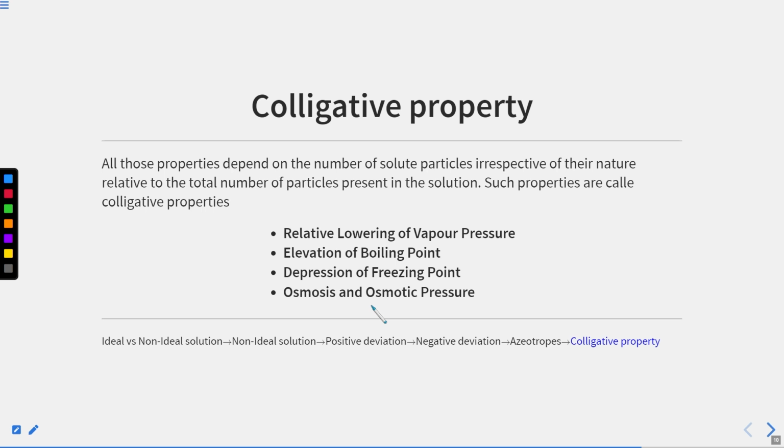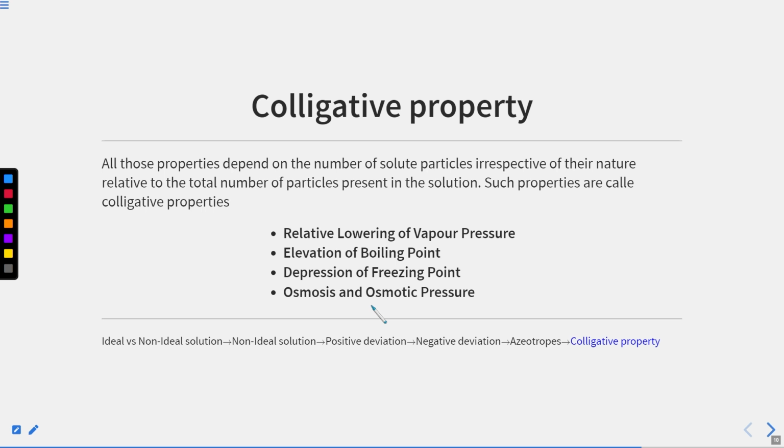Okay, so this is clear. The thing I want to make clear is that the properties which depend only and only upon the number of solute particles that we have introduced, and not on the nature of the solute particles, are called colligative properties.